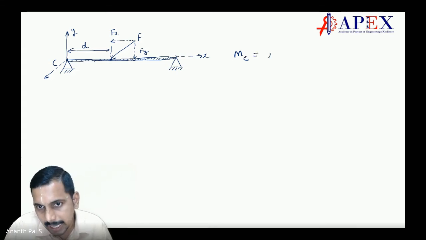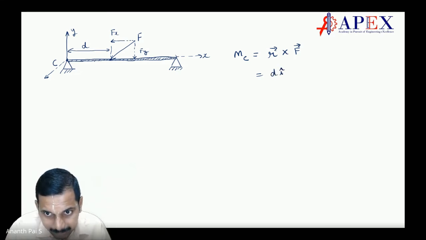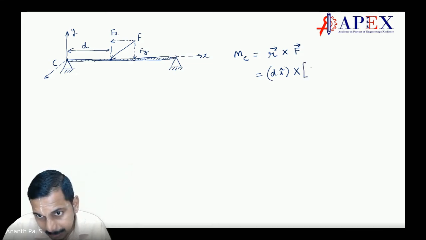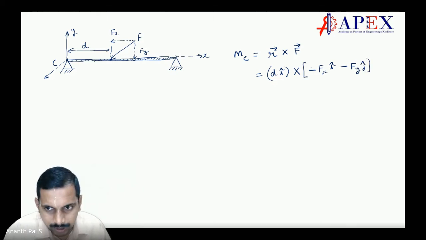It is R crossed with F. Make sense? This R is given as Di, crossed with F. What is F there? F is minus Fx i plus minus Fy j. Make sense? Let us do the cross product.